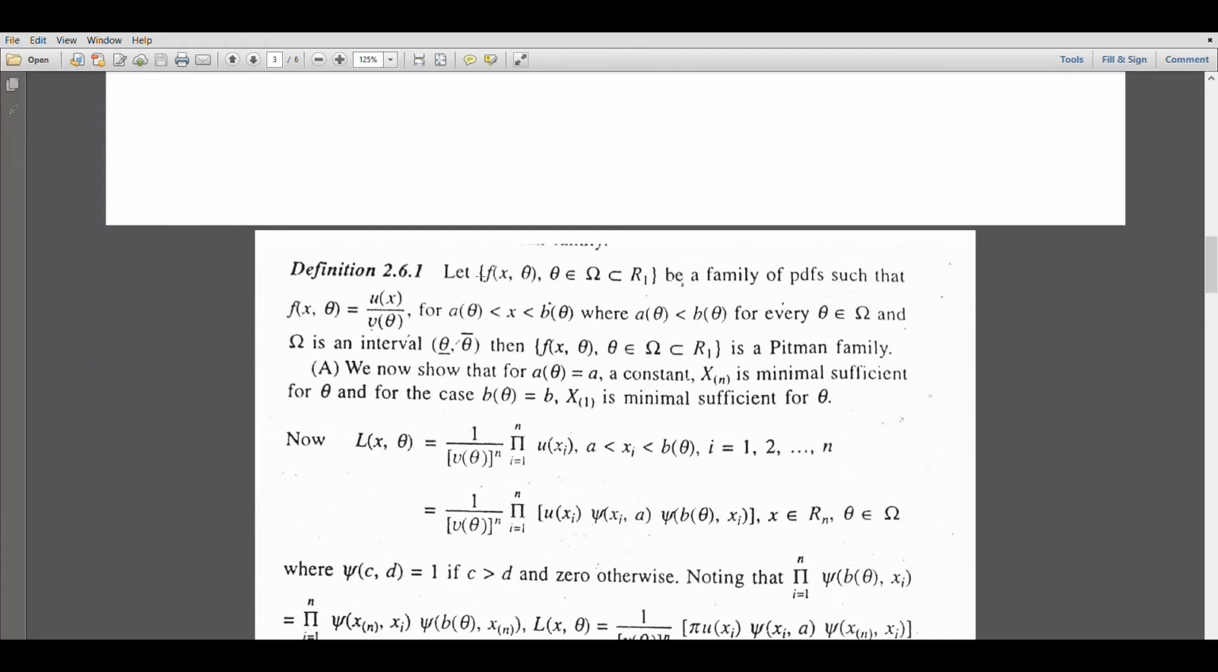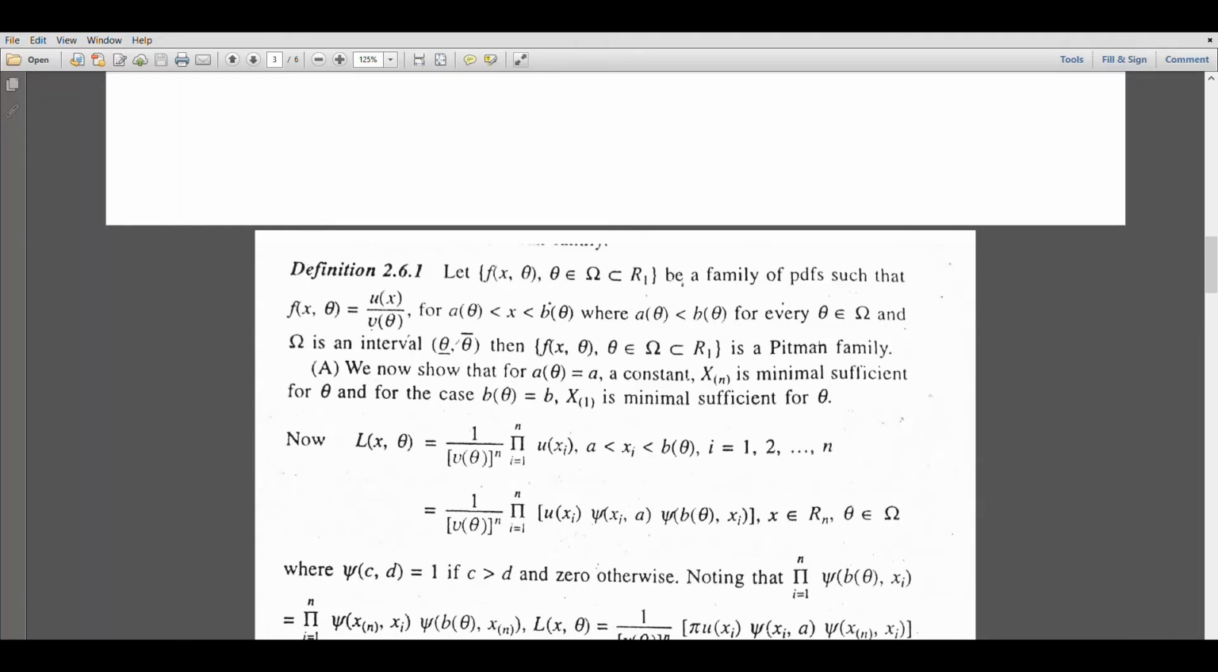The definition is: let the set f(x, theta), theta belongs to Omega, a subset of R, be a family of PDFs such that f(x, theta) equals u(x) by v(theta) for a(theta) less than x less than b(theta), where a(theta) is less than b(theta) for every theta belonging to Omega, and Omega is an interval. Then the collection f(x, theta), theta belongs to Omega subset of R1, is a Pitman family.